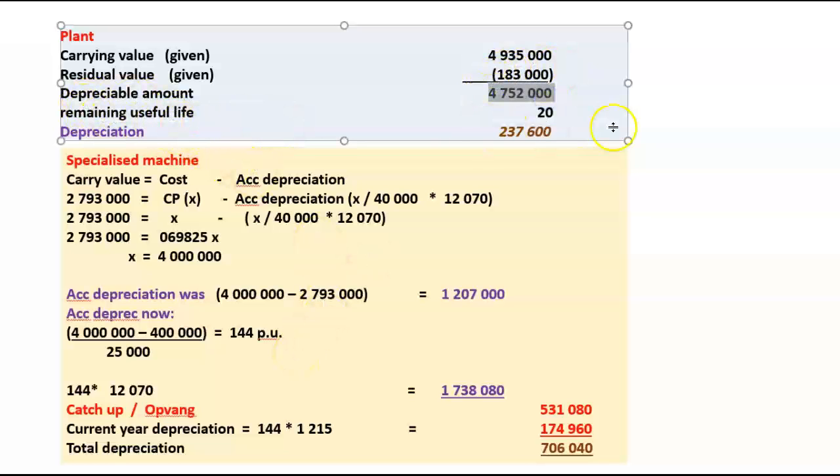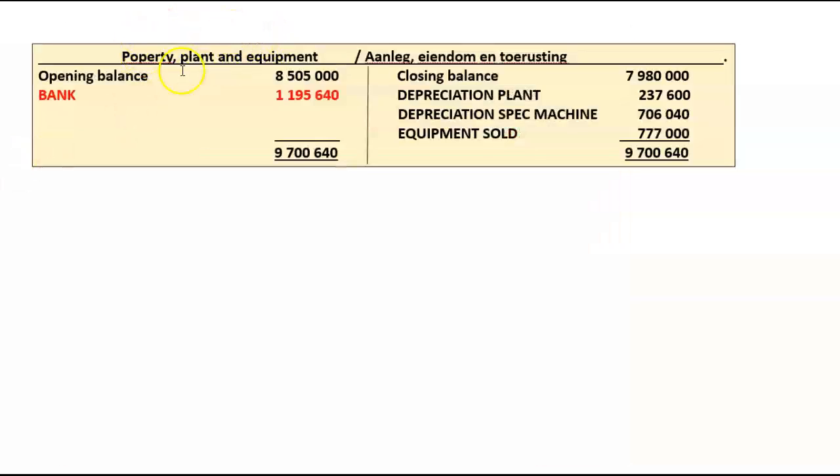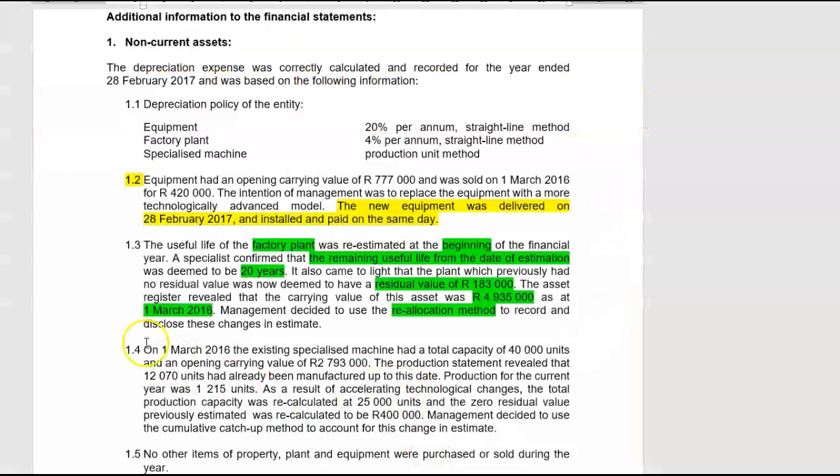The remaining useful life of the asset as from the beginning of the financial year is 20 years. So 4,752 divided by 20 gives us 237,600. Depreciation on the plant, and let's go and dump it in our PPE account. Depreciation on the plant, 237,600.